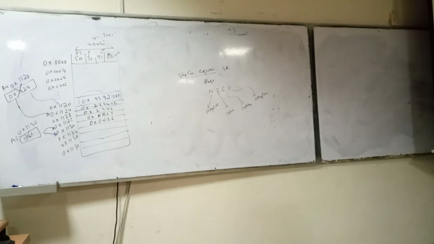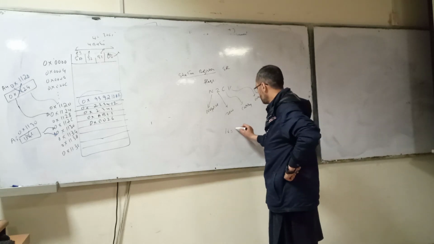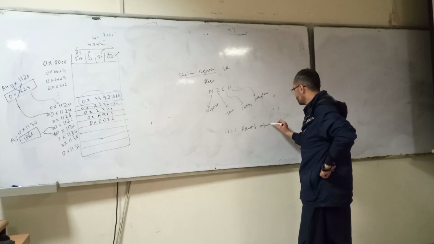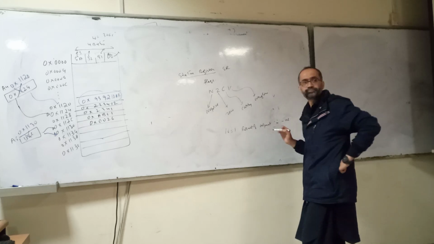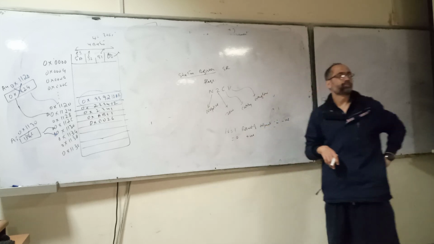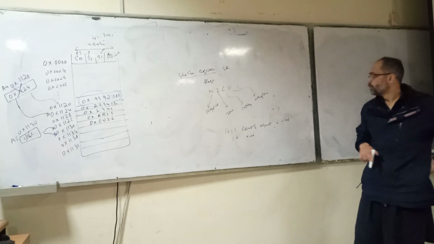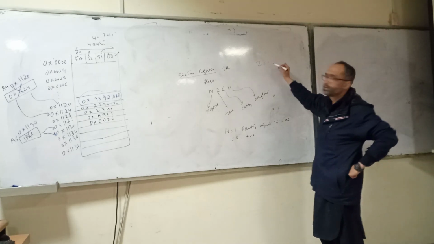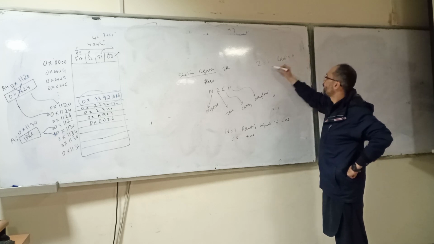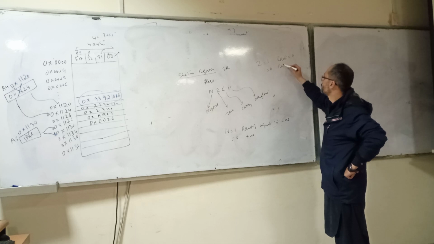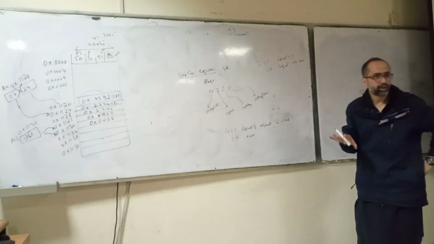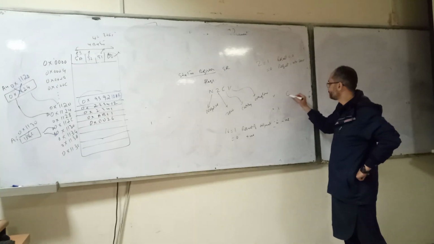Negative: the N flag will be 1 when the result of any operation is negative, and it is 0 when the result of the operation is positive. What about Z? Z will be 1 when the result is 0, and 0 when the result is non-zero. Non-zero may be positive or negative, but it's non-zero. Carry.